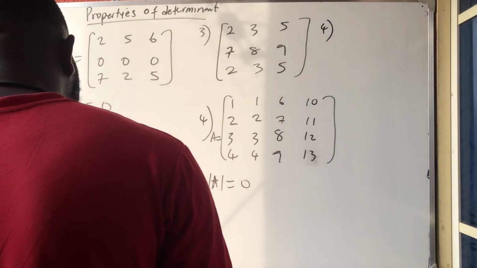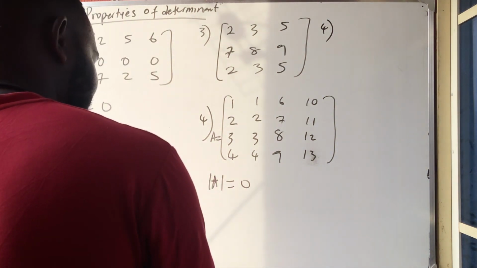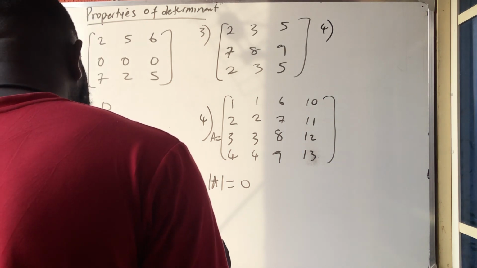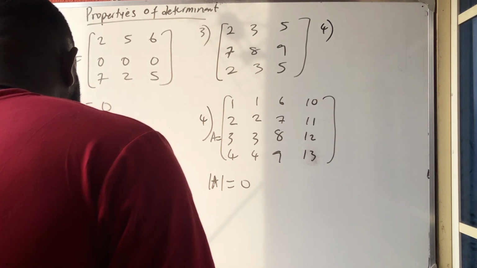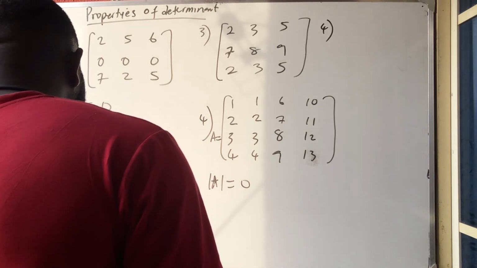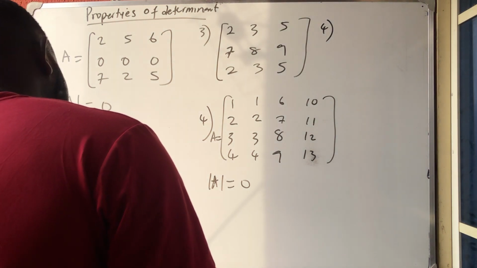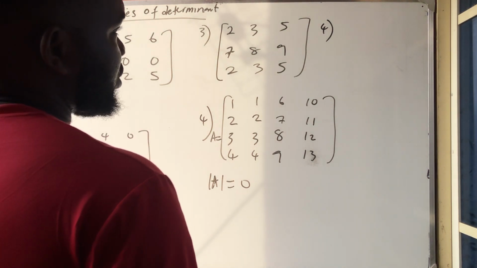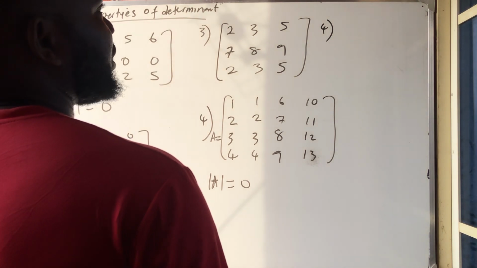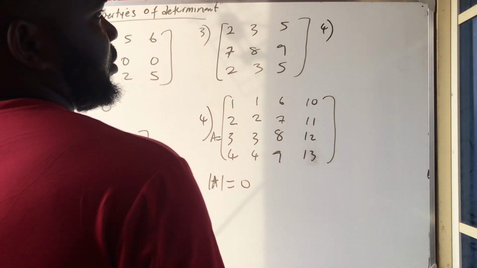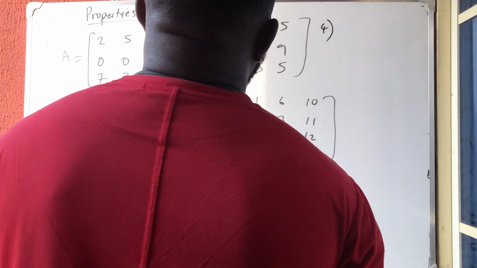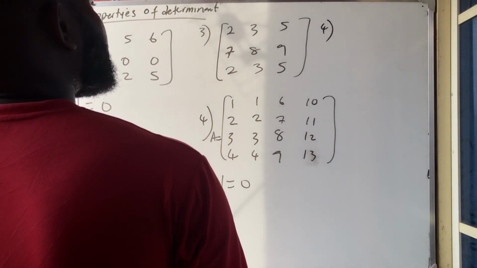Okay, it must be a leading entry. What do we mean by leading entry? Don't forget that the leading entry can never be 0. If the leading entry has 0, then automatically it's going to be 0, because 0 times anything is 0. Don't add the entries, just multiply all the leading entries.